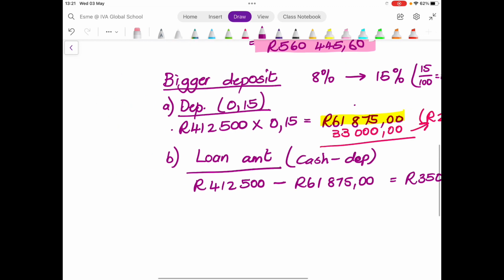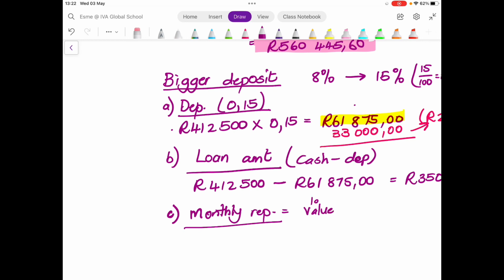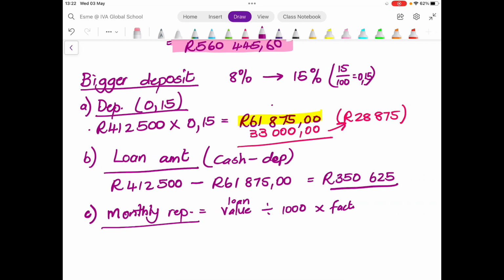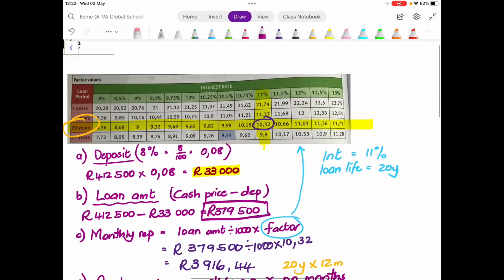Then I have to work out my monthly repayment. Monthly repayment is going to equal the loan value divided by 1,000 times the factor. Right, the loan value is 350,625. So 350,625 divided by 1,000. Then I have to multiply by the factor, which I have to get from the factor table.